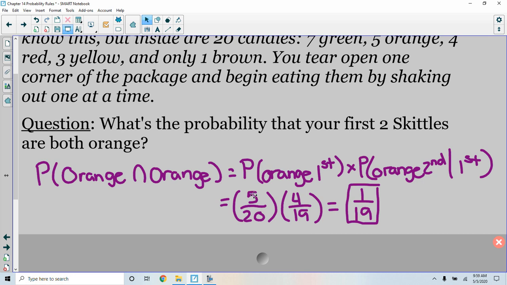So probability of my first orange was 5 out of 20. My second orange, there's only 4 oranges left because I already picked one. There's only 19 candies left because I already picked one. And so the probability of an orange now is 4 out of 19. And so when we multiply that and simplify, we have a 1 in 19 chance of picking 2 oranges on the first 2 Skittles.